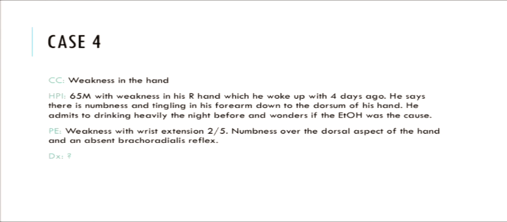Okay, now case 4. This person is now complaining of weakness in the hand. A 65-year-old male with weakness in the right hand, which he woke up with 4 days ago. He says there is numbness and tingling in the forearm down to the dorsum of his hand. He admits to drinking heavily the night before and wonders if the alcohol was the cause. Weakness with wrist extension, 2 out of 5, so quite weak, only perpendicular to gravity, right? Numbness over the dorsal aspect of the hand and an absent brachioradialis reflex.